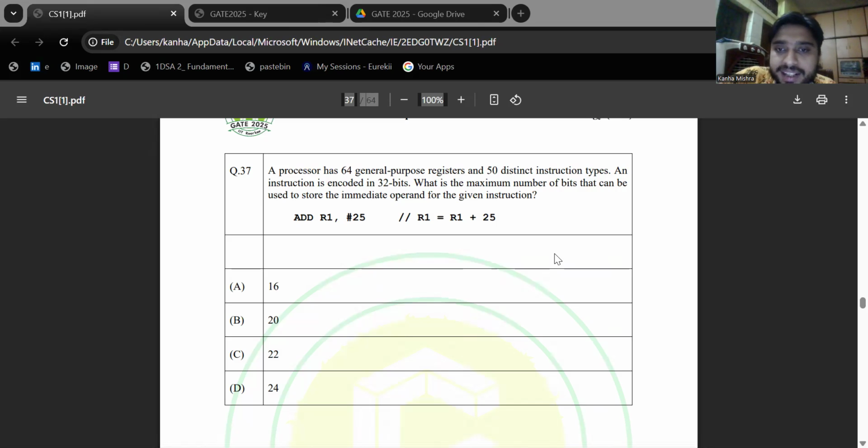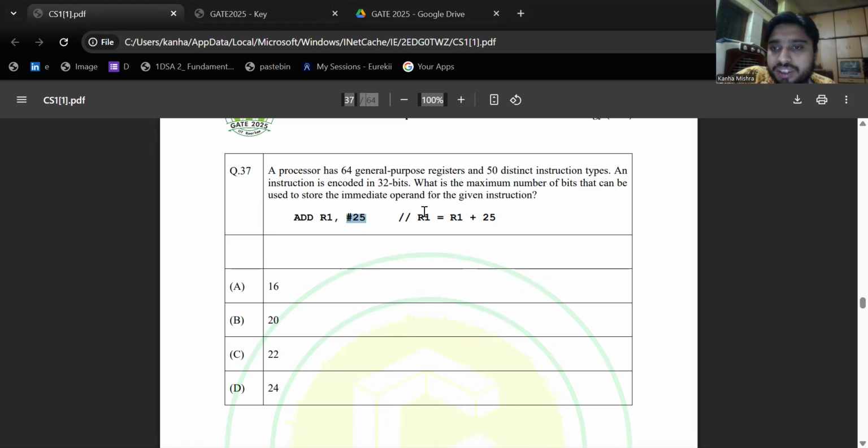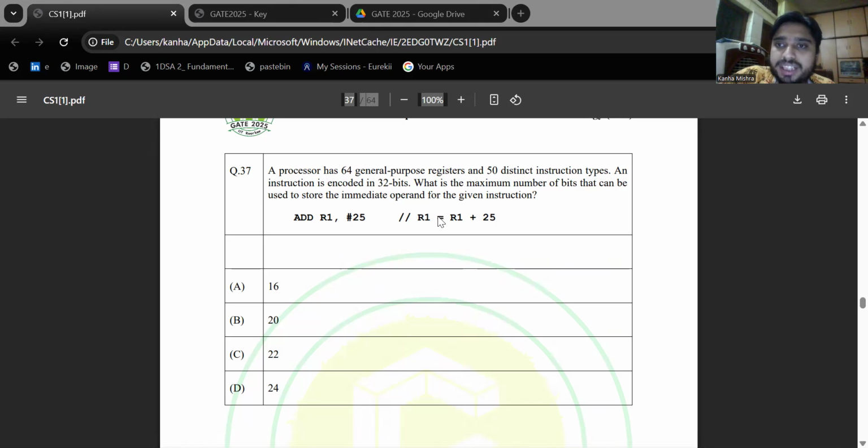So the instruction is add R1, #25. So this is a register and an immediate value. R1 is equal to R1 plus 25. Okay. So this is the given information. Let's approach this question step by step and understand what we have to do here.